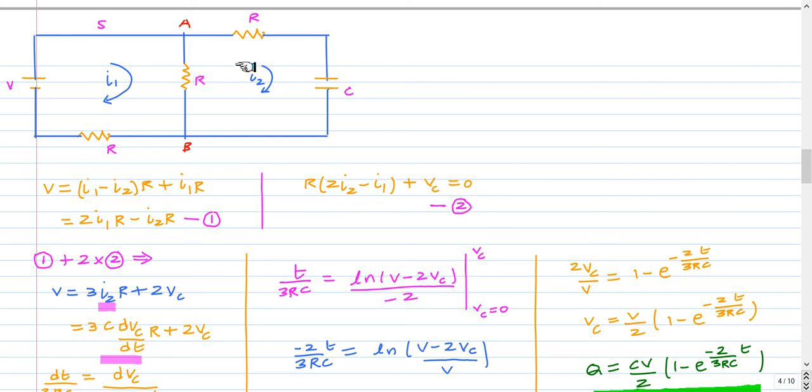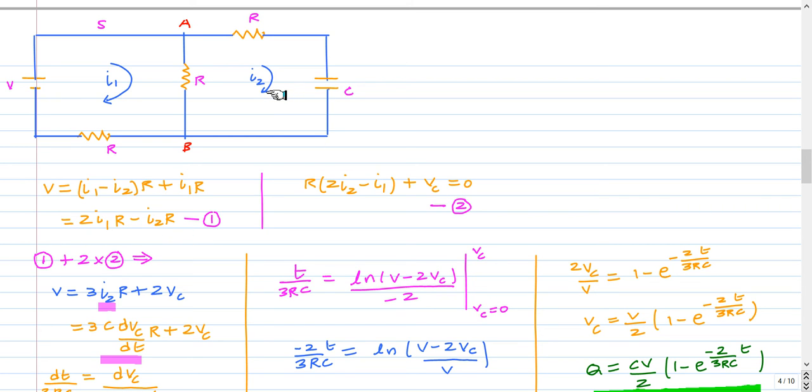There are two loops in this circuit, so let the loop currents be I1 and I2. So the current flowing in this resistance will be I1, in this resistance and capacitor will be I2, and the current flowing in this AB branch will be I1 minus I2 from top to bottom. So we can write KVL equations for loops 1 and 2. So writing KVL in loop 1, we get V equal to R into the current in this branch, that is I1 minus I2, plus I1 into R. So this we can simplify as 2I1R minus I2R.